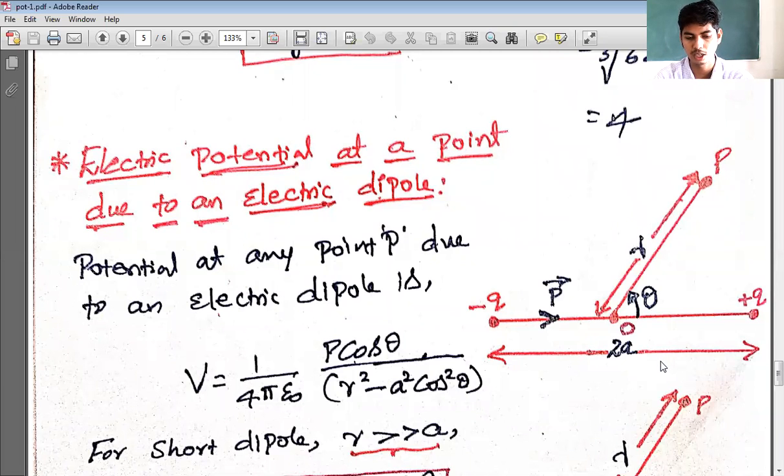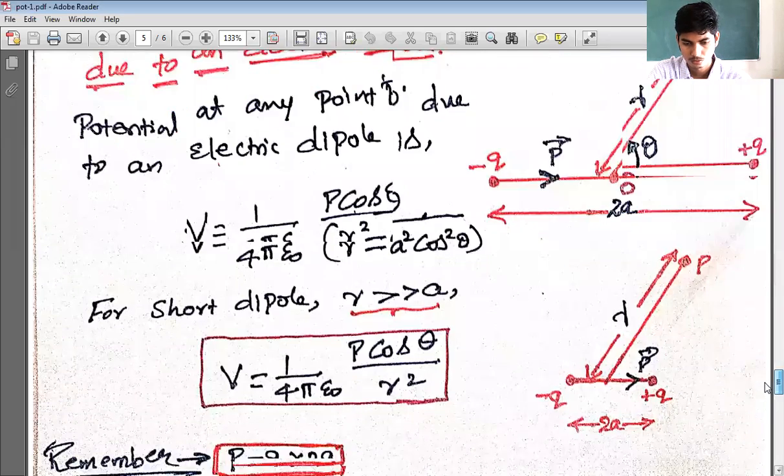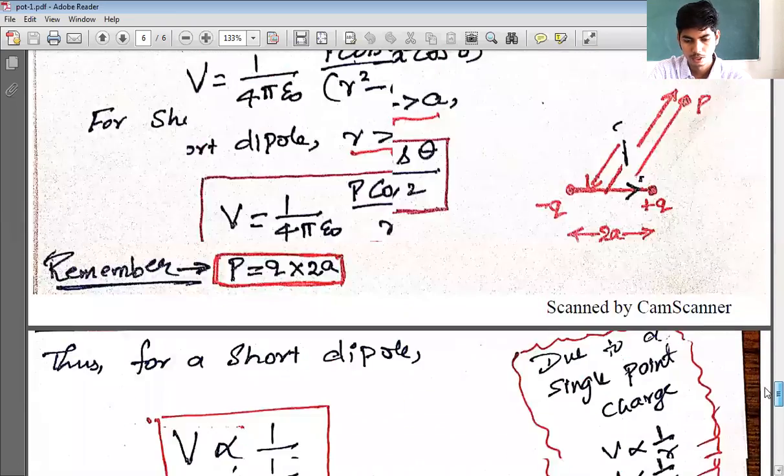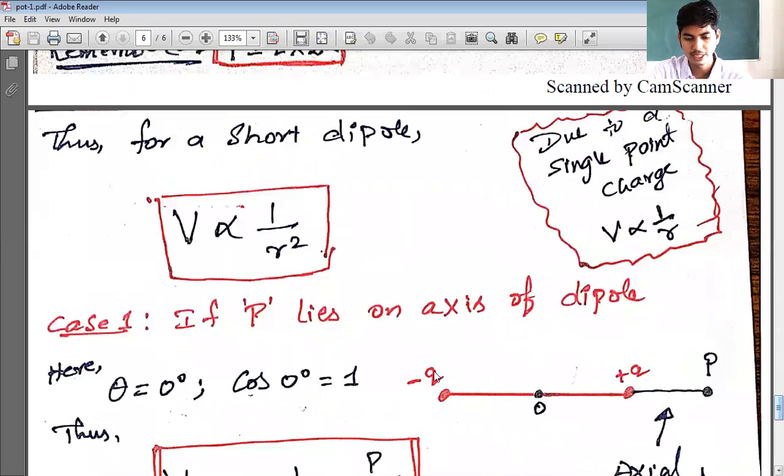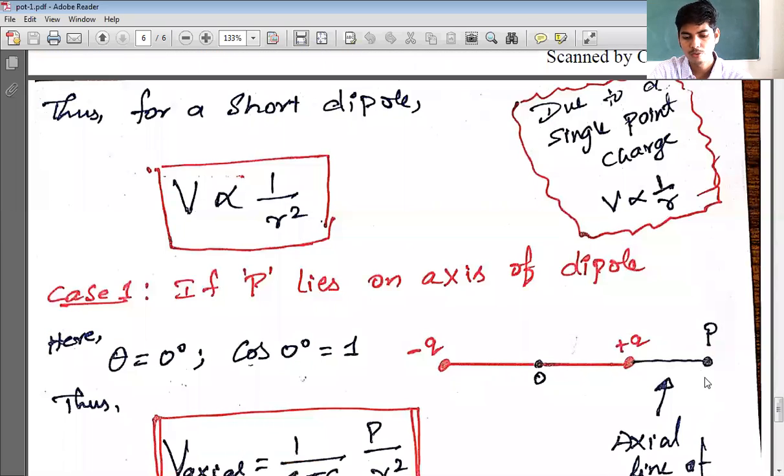If point P comes on the axial line, what will be the value of theta? 0, correct? So, if point P lies on the axis of dipole, look here, this is the dipole and point P is now on the axis of the dipole. Theta becomes equal to 0 degree.